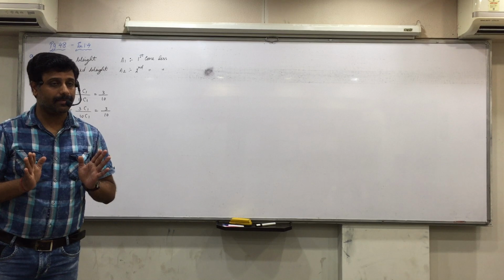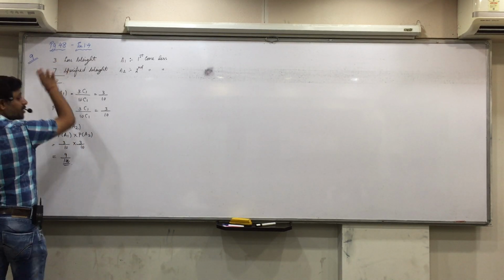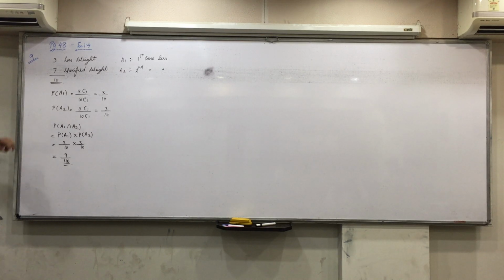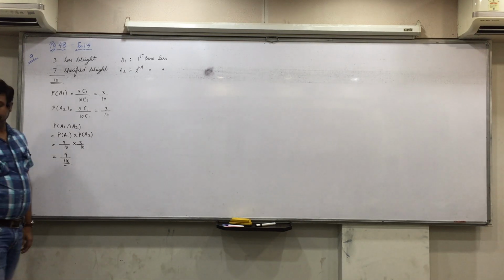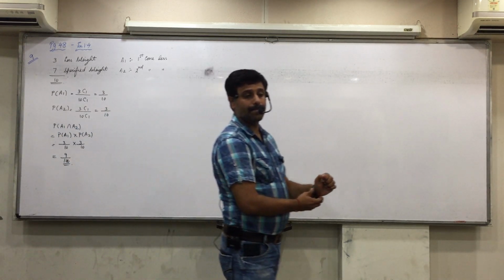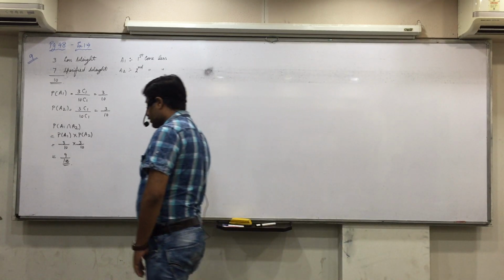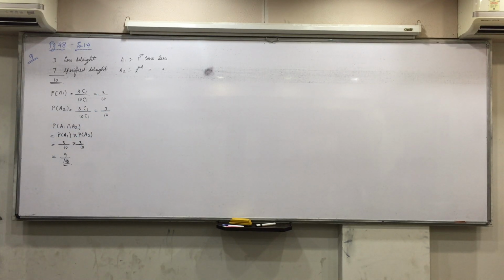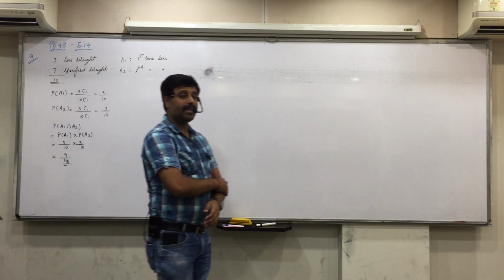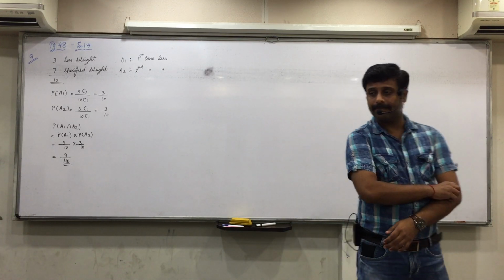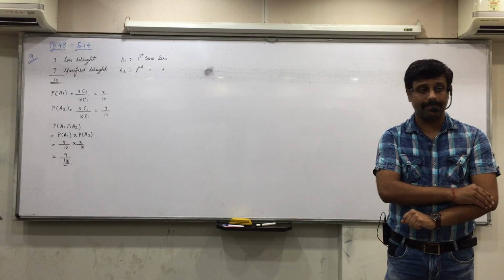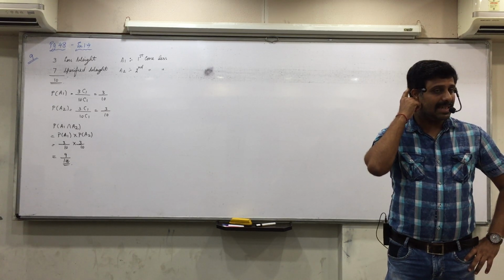Did you understand this portion, everyone? So first write down this portion only. 3 less weight, 7 specified weight, total 10 cones. Did you write that? Now below that, let event A1 be the event that first cone has less than specified weight.